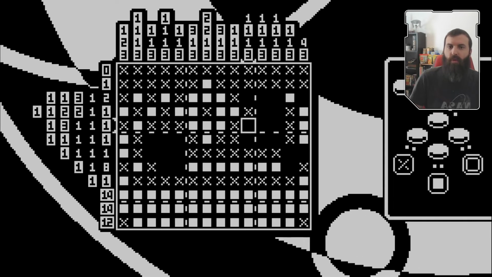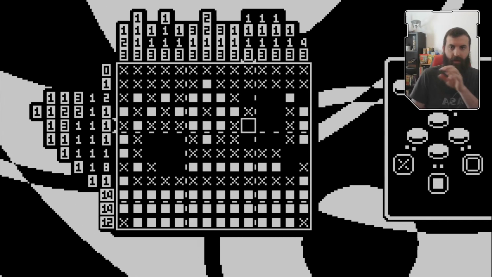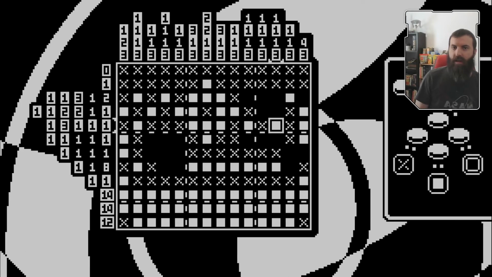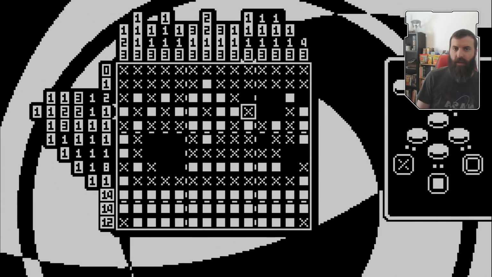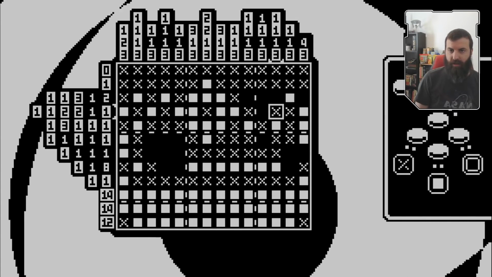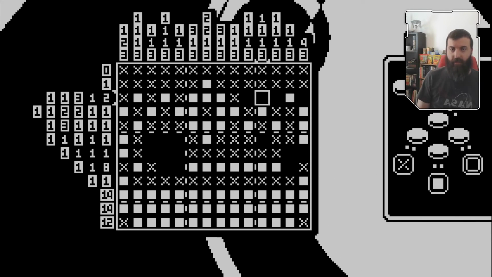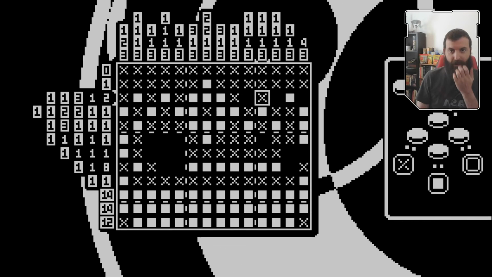We need 2 more 1s between our horizontal 3 and 1 here. They can only be arranged like that. Vertically, we've only got 1s left in here. We can go ahead and X those out. We need another 1 in here, so we can X that. We can fill that in and X this out.